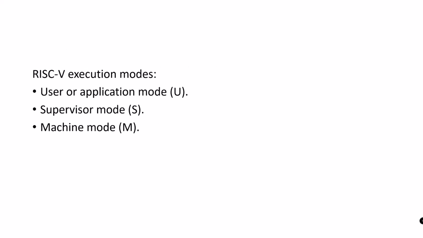Execution modes are important tools for providing computer security. RISC-V provides 3 execution modes: a user or application mode, known as U, a supervisor mode, or S, which has more privileges, and the machine mode, or M, which has the highest level of privilege.